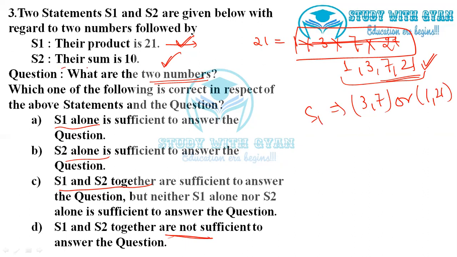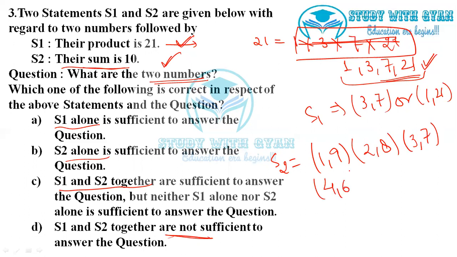After this, statement 2 is saying the sum of the numbers will be 10. So according to statement 2, you can say 1 and 9, 2 and 8, 3 and 7, 4 and 6, and 5 and 5. These are the 5 possibilities for which the sum equals 10. So what are the two possible numbers? These are the basic combinations. Statement 1 alone gives 3, 7 and 1, 21, so you get 2 options here. For statement 2, 5 options are available.